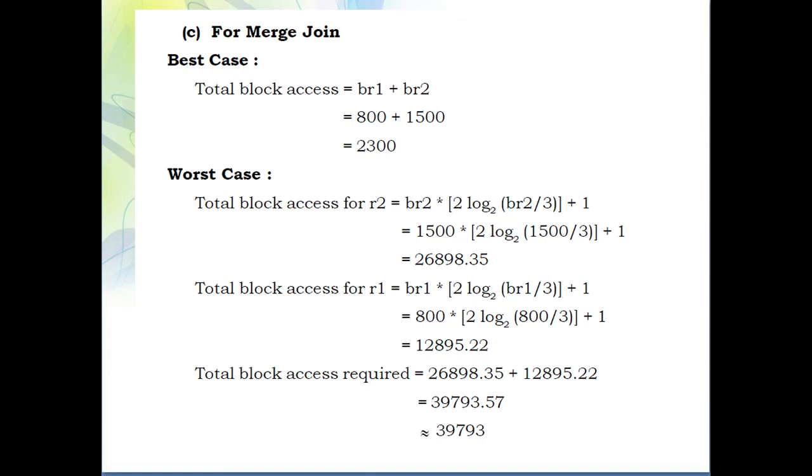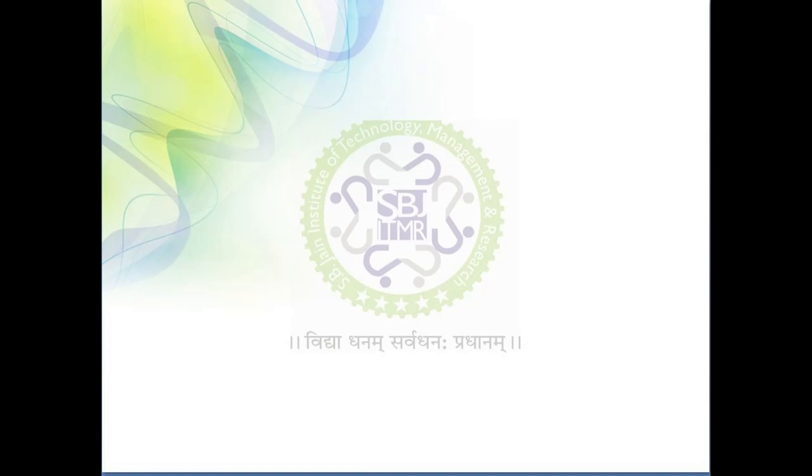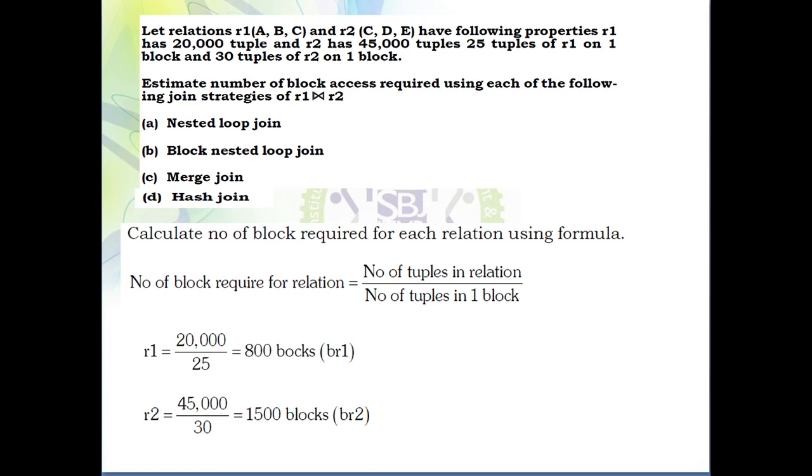This is a very simple type of numerical you can solve. The only thing is that you need to remember the formulas used to calculate the number of block accesses for each join. The best case formula is very simple, br1 plus br2, but the somewhat complex thing is remembering the formula for the worst case for block nested loop join and merge join. For hash join there is no worst case formula. And one more important thing: you need to check the sequence, which one is your outer relation and which one is your inner relation. According to that, the formula changes.